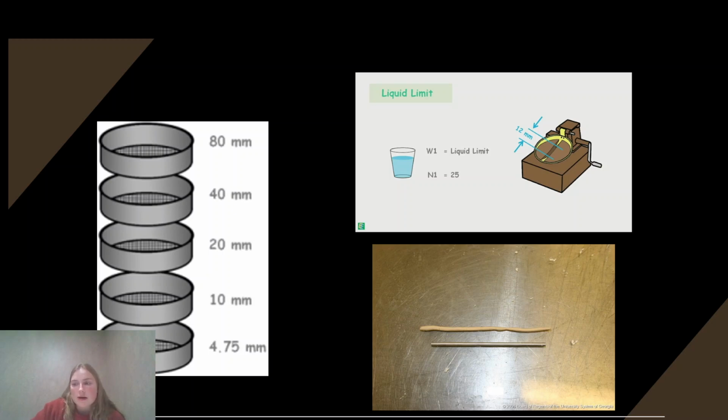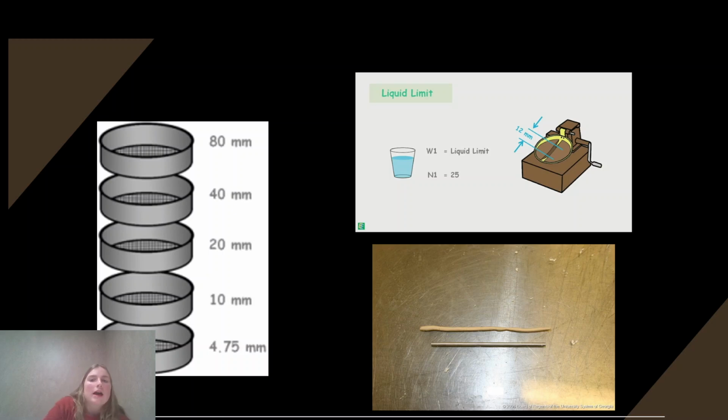The other experiment that you do is for the liquid limit, which is the one in the top right. The liquid limit is when the soil starts behaving more like a liquid. So at this point it is not likely to be saturated. However, the addition of more water will make it a lot more runny and unable to hold form. So it's a pretty simple method.